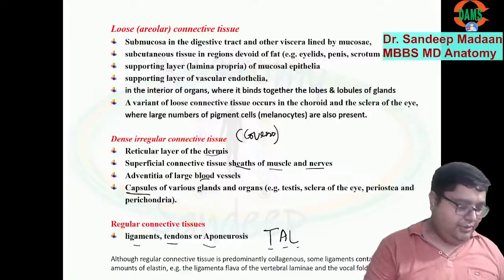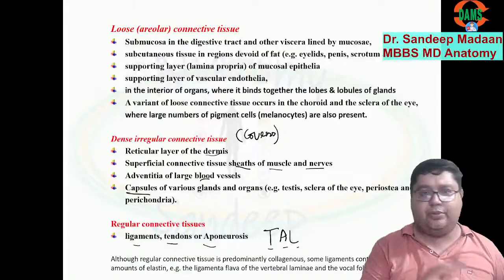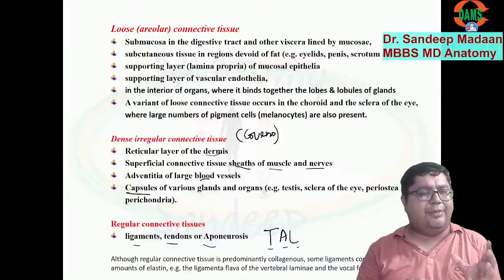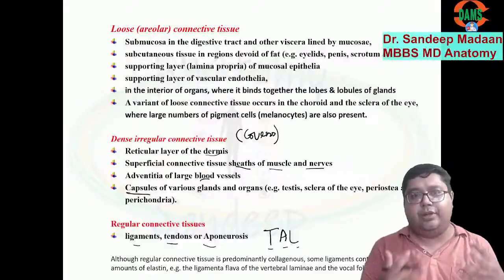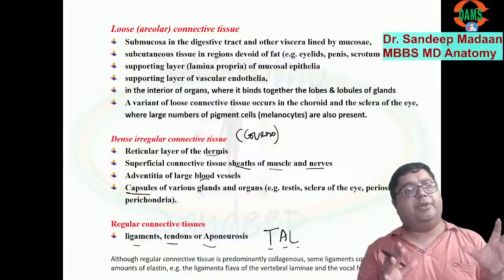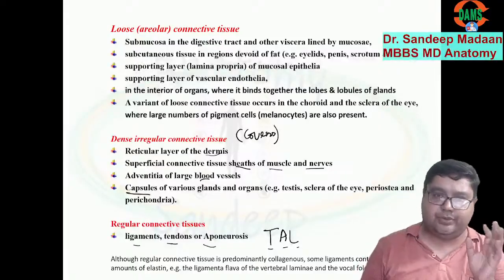What about the loose tissue? Whatever we remember from the first year, that's more than sufficient. For example, we all remember lamina propria. We all remember submucosal tissue, loose irregular tissue. Like those type of tissues are all examples of loose tissues.